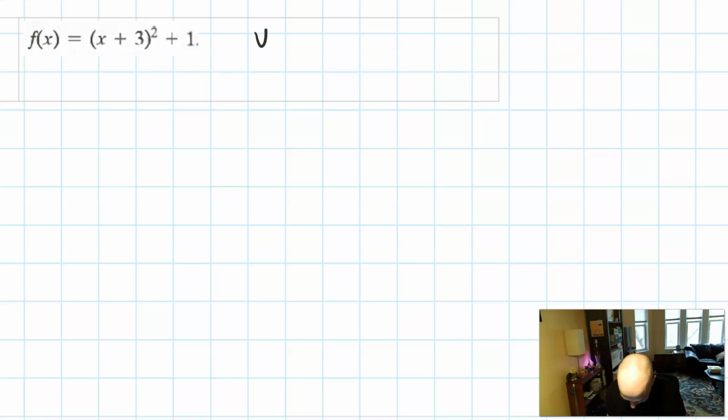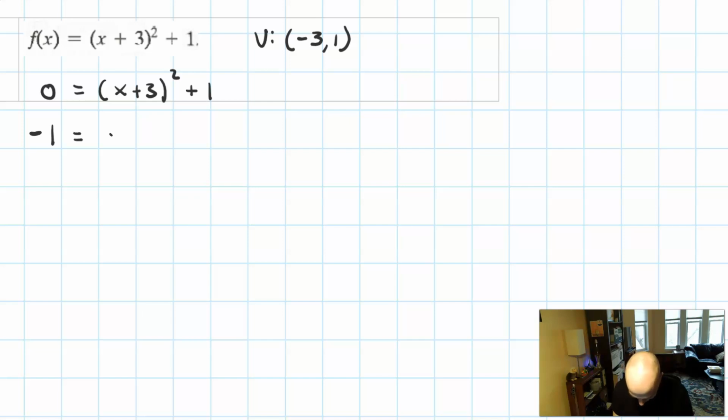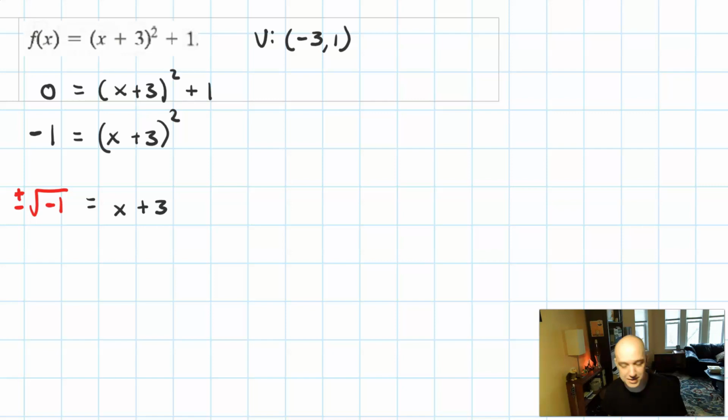So here I can recognize that the vertex will be at negative 3, comma positive 1, right? So I'm doing the opposite sign of what's in the parentheses. Then I'll set this equal to 0 and start solving. Now, because we're in pre-calc section 2.2, I'm about to take a square root. And normally I would take this square root, so plus or minus the square root of negative 1 equals x plus 3. And this is normally where I'd stop and say, aha, no real solutions.